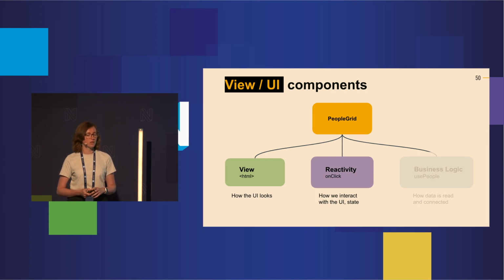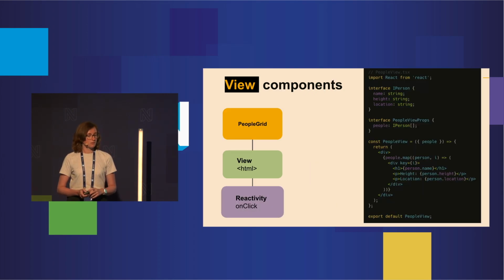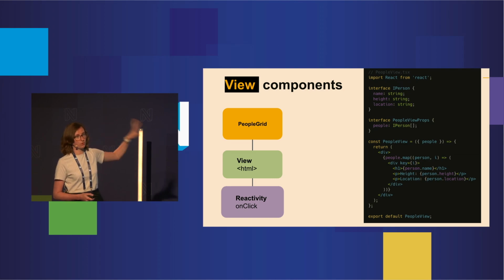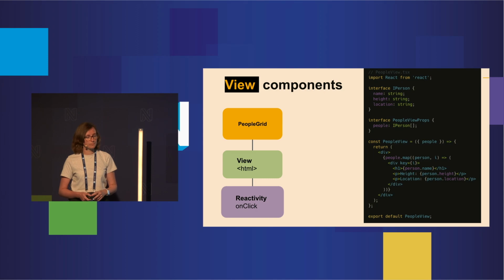And a simple React view component just really focuses on returning some HTML based on some kind of props it's passed down. So it doesn't do any calculations, it doesn't fetch any data, it's just purely returning some kind of HTML.